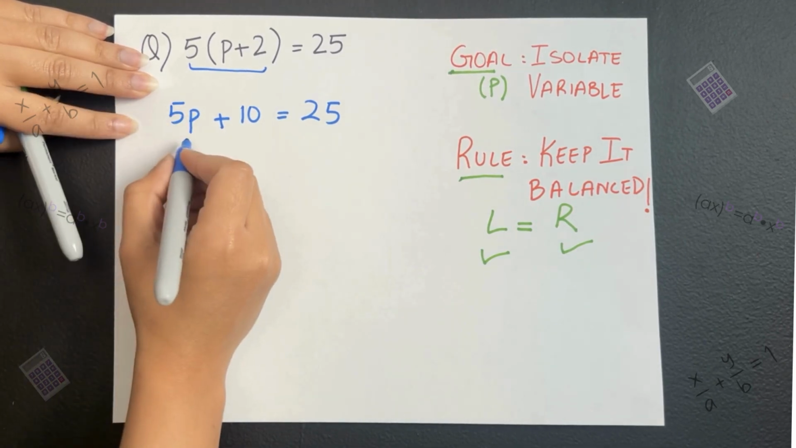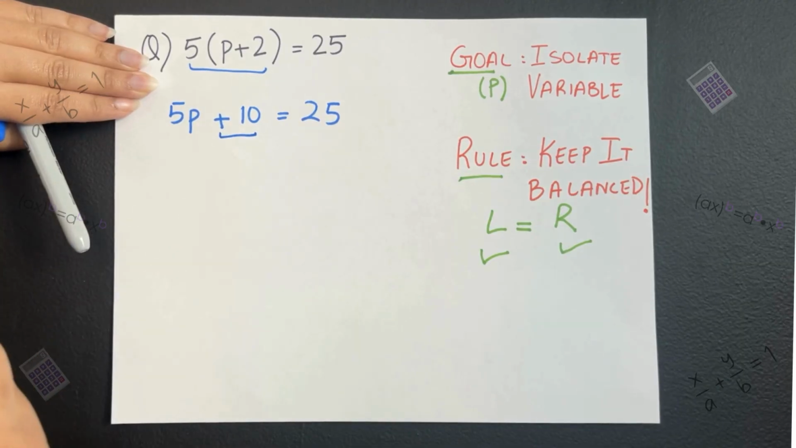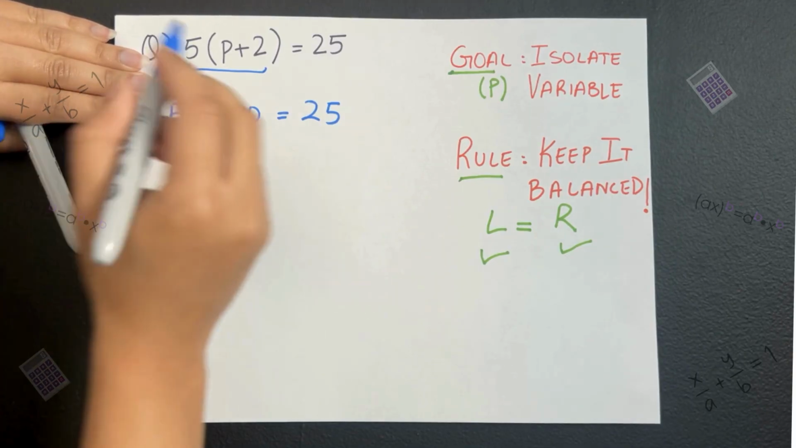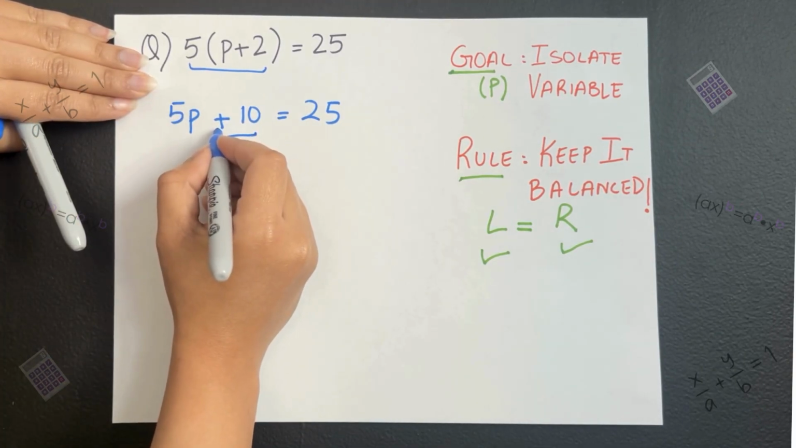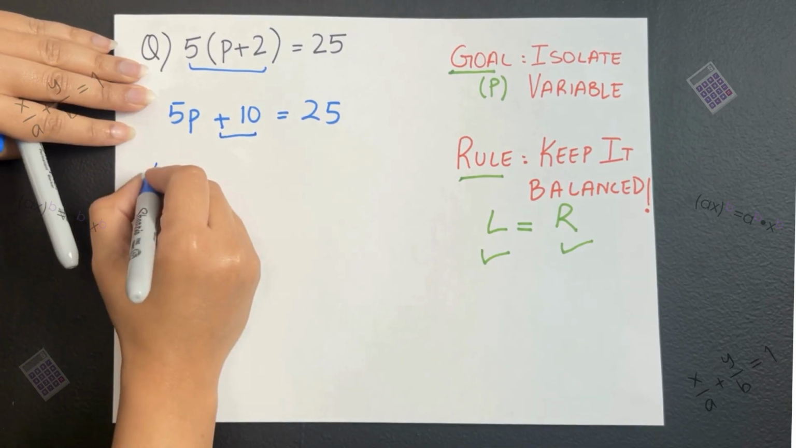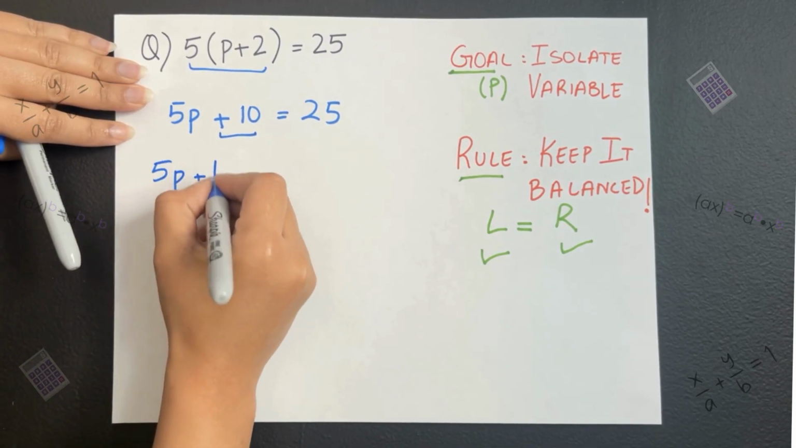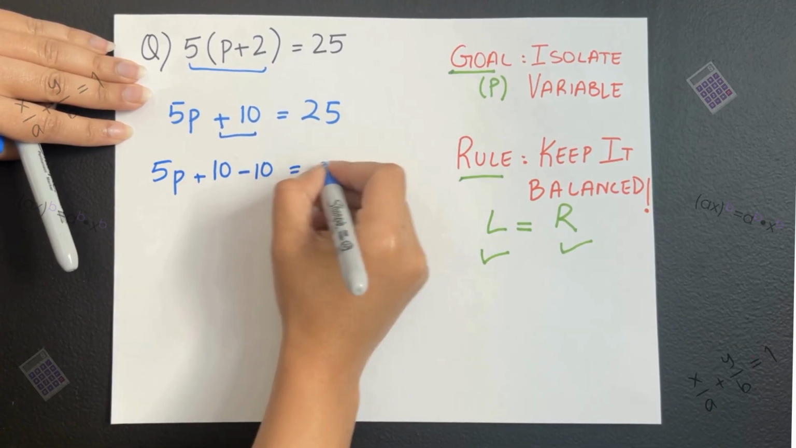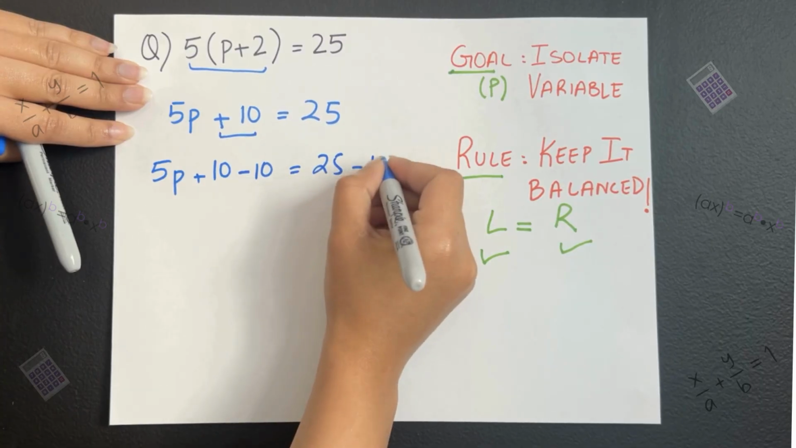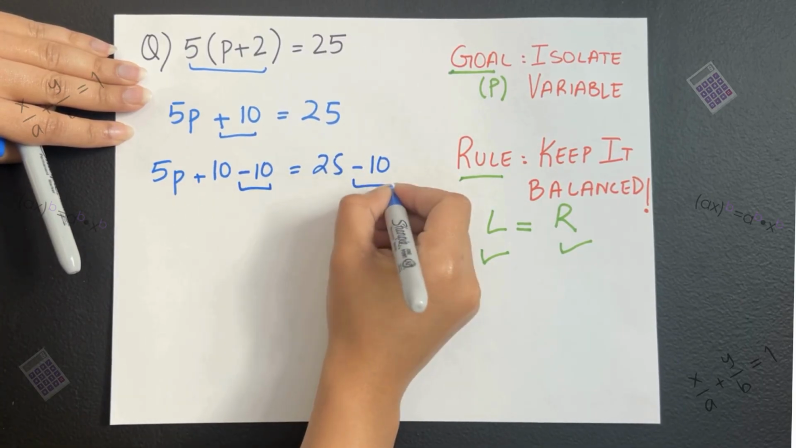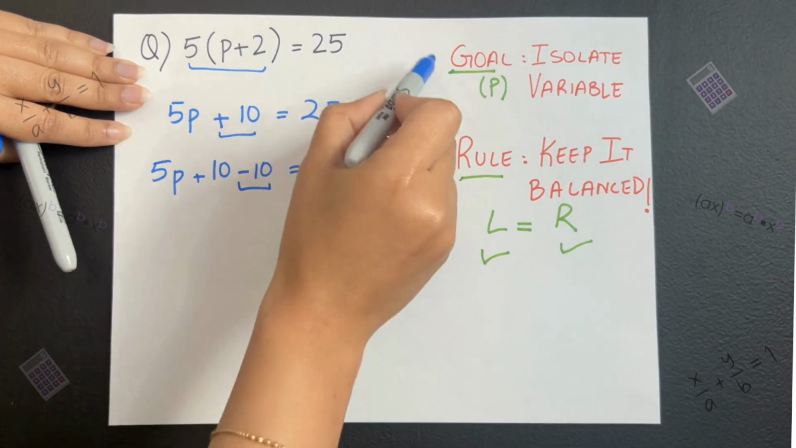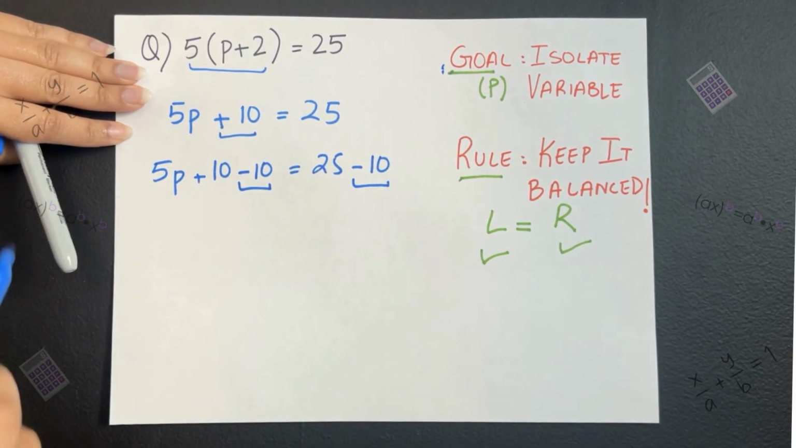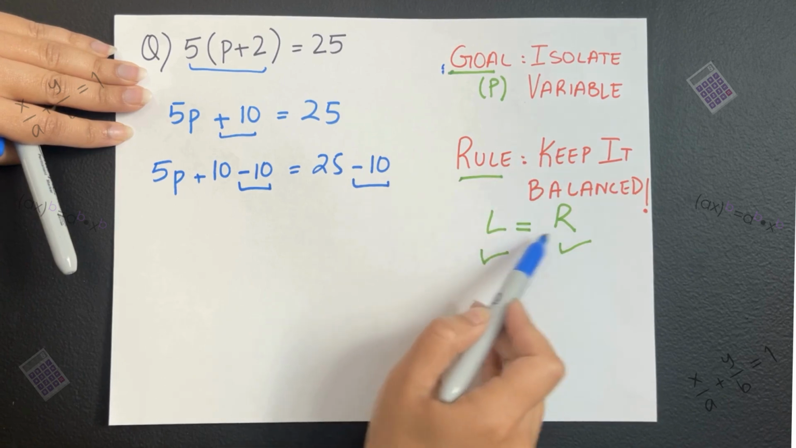All right. Now let's try to remove this plus 10. That is the hindrance in isolating the variable, that is p. So in order to remove this plus 10, what should we do? Can I say 5p plus 10 minus 10 is equal to 25 minus 10. By doing minus 10 on both sides of the equation, we are trying to reach the goal to isolate p, and we are following the rule of keeping it balanced.